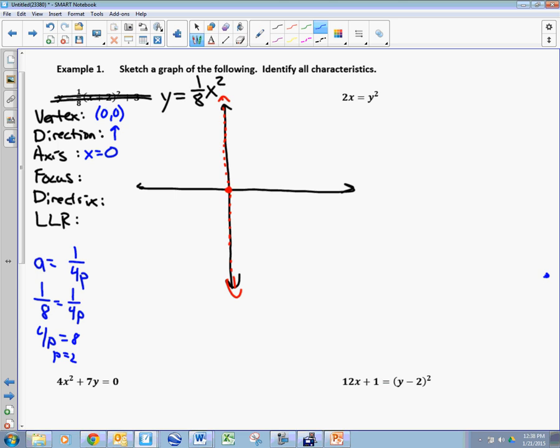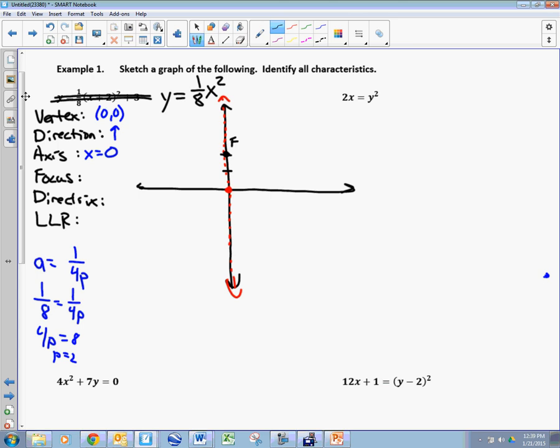If you remember from the notes, P is important because it tells us how many units away the focus is from the vertex. Now, if this parabola goes up, does the focus sit on the inside of the parabola or on the outside? It sits on the inside. So will I move up 2 units or down 2? Up 2 units. So that's my focus.